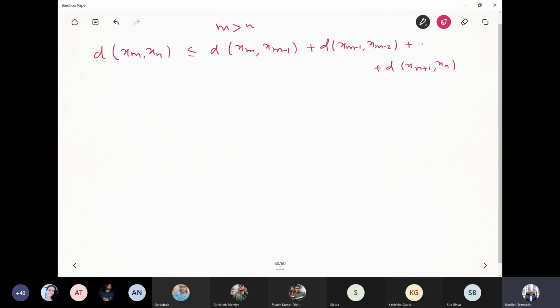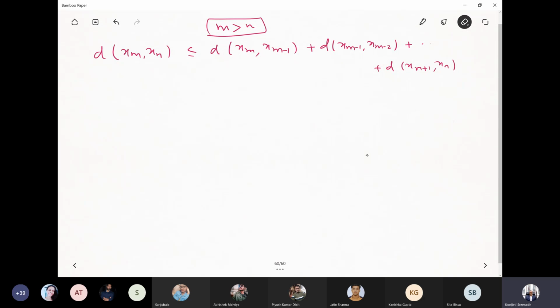Sir, in the last term, d of xn minus 1 and xn. Now n minus 1 will be less than n, right? I'm taking m greater than n, so it goes n plus 1 and up to m. There's a typing error in the notes. Don't just look at the notes. That's why I always say you have to be attentive in class. Some errors normally happen when you type the notes.